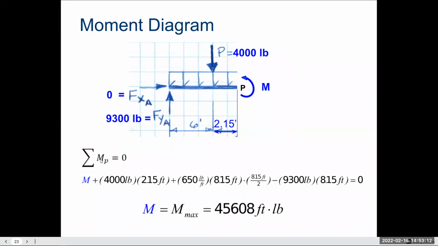And then I go back to my moment equation from before. I plug in that 8.15 feet value to solve for that here. And again, you can see the math coming through. Put all those numbers into a calculator, and you see your maximum moment would be 45,608 feet-pounds or foot-pounds.